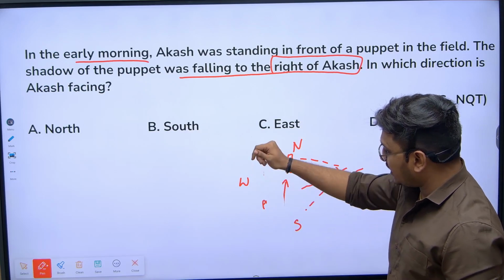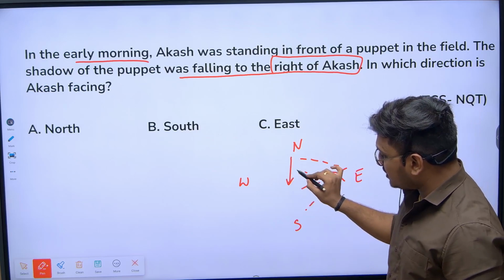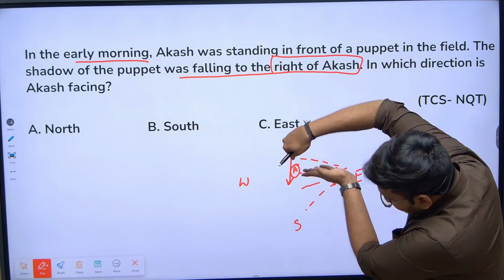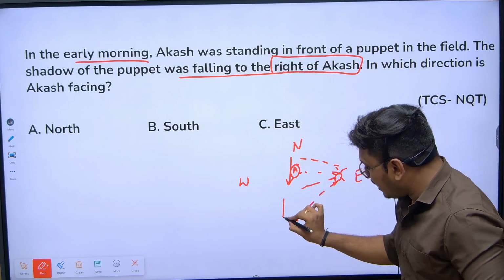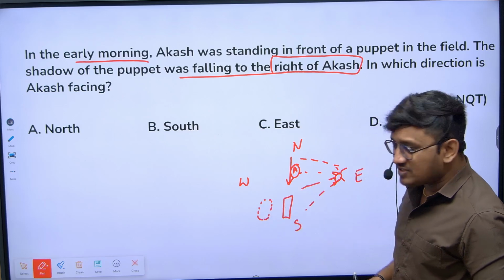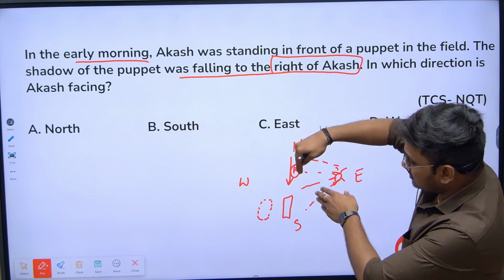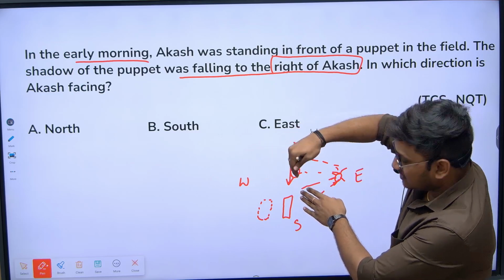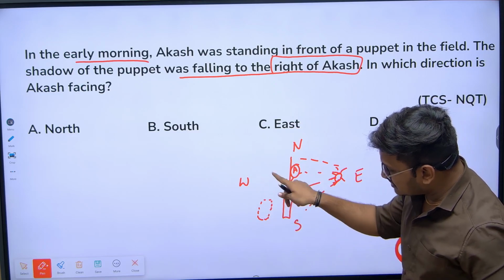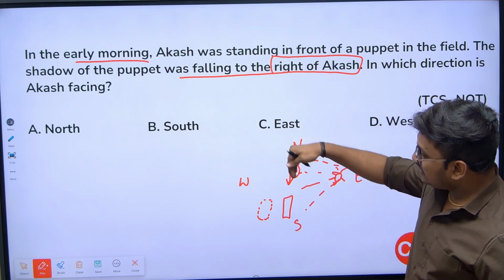Now what if I change the directions of the puppet and Akash? Let's say Akash is facing towards the south direction, and we have a puppet here. The shadow of the puppet will fall on which side of Akash? Just imagine Akash is facing towards south. The right side of Akash is the west side, right? Now if the right side of Akash is this particular side, I can easily say that the shadow of the puppet is falling on the right side of Akash.